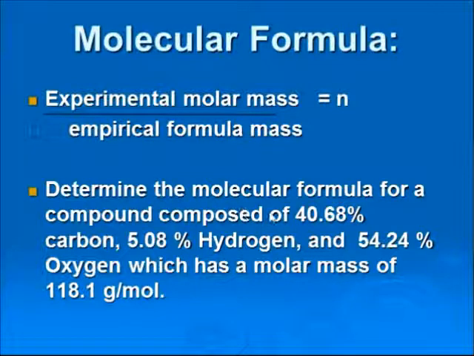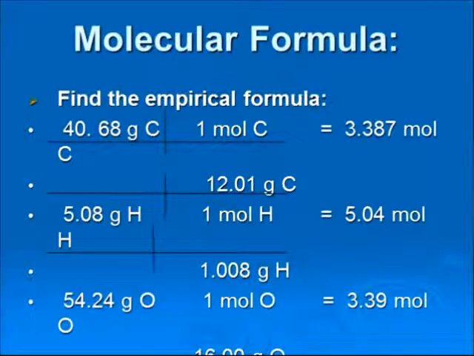Determine the molecular formula for a compound composed of 40.68% carbon, 5.08% hydrogen, and 54.24% oxygen, which has a molar mass of 118.1 grams per mole. So this 118 is going to be my experimental molar mass. Now I've got to figure out the empirical formula mass so that I can solve for n. So first thing I've got to do is find the empirical formula.